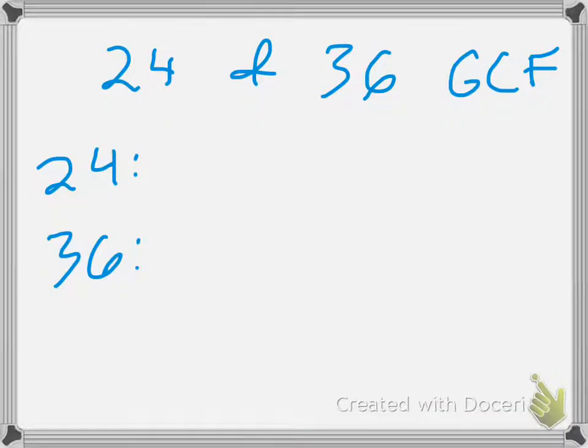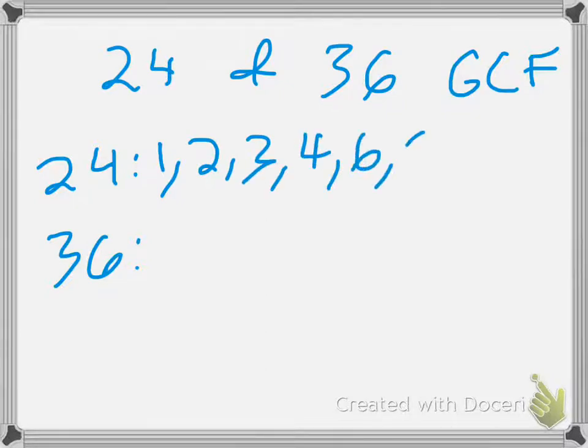The first way is simply making a list. So here, if I'm trying to find the greatest common factor of 24 and 36, I'll list all of the factors of each. So factors of 24: 1, 2, 3, 4, 6, 8, 12, and 24. So those are all my factors of 24. Now I'm going to compare them to the factors of 36.